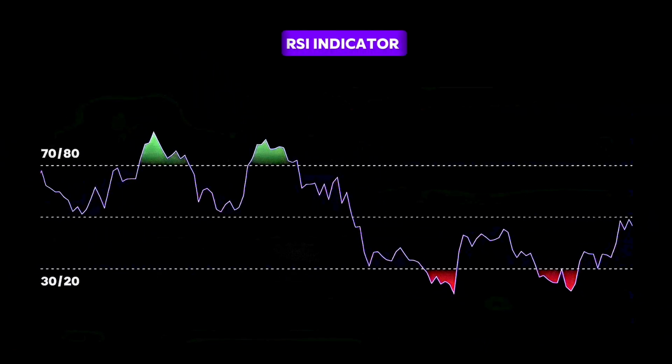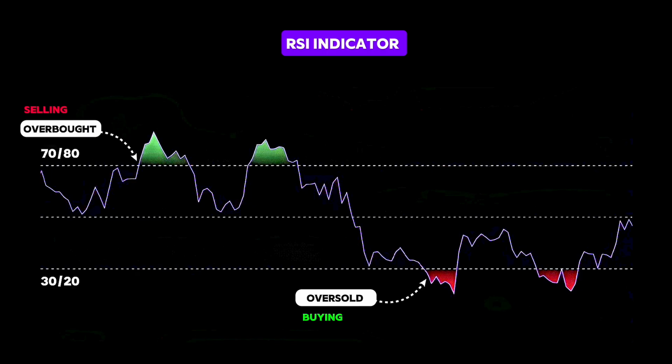Whenever the RSI goes above the 70 or 80 level, most traders immediately assume that the market is overbought and they start selling. And whenever RSI falls below 20, many retail traders take it as an oversold condition and blindly jump into buying. But here's the problem.